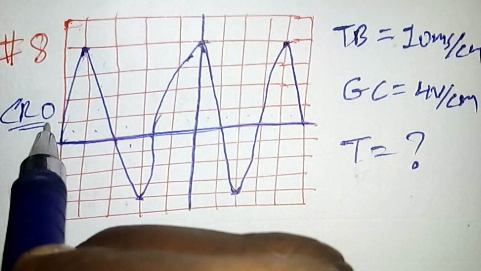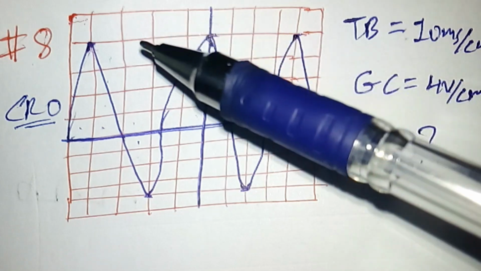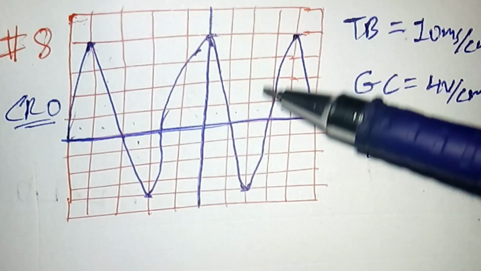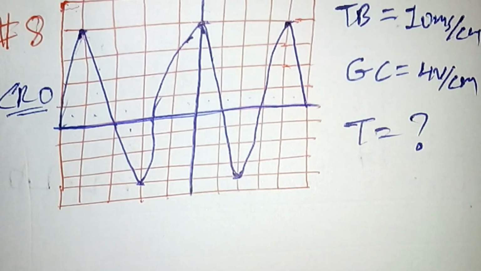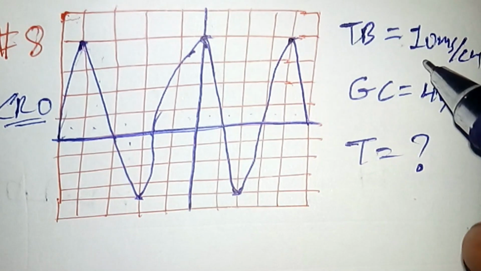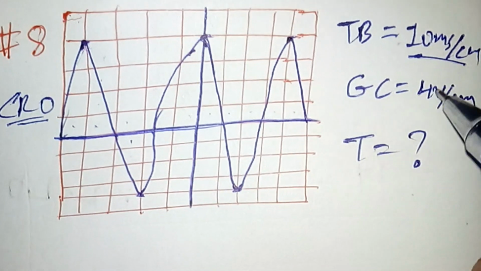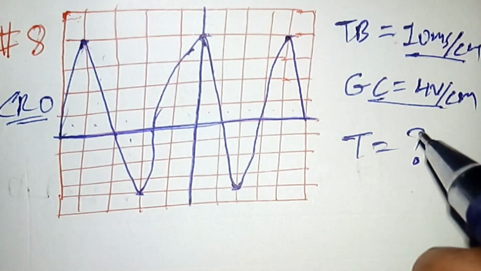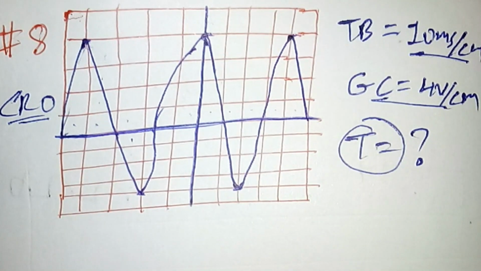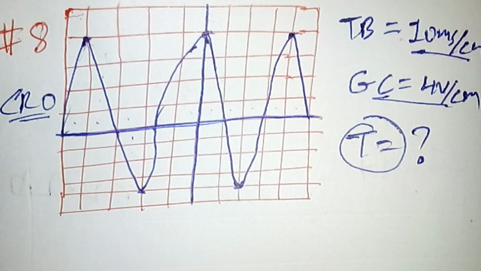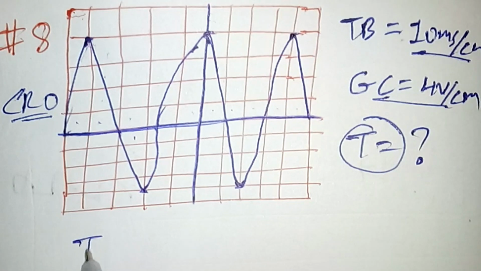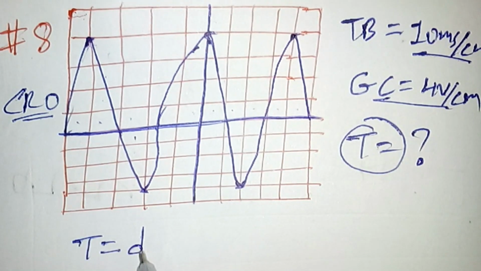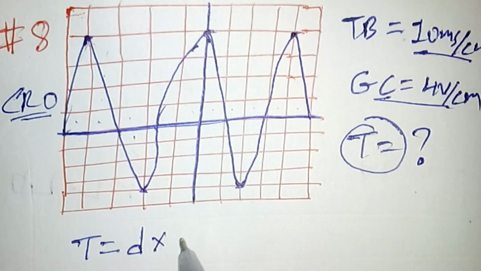This is a CRO screen. So we have this signal diagram, or the output signal on a CRO screen. If the time base is set to 10 milliseconds per centimeter and the gain control is 4 volts per centimeter, what is the period of this signal, or the period of the oscillation of this wave? So the period is always equal to the distance between the two crests times the time base.